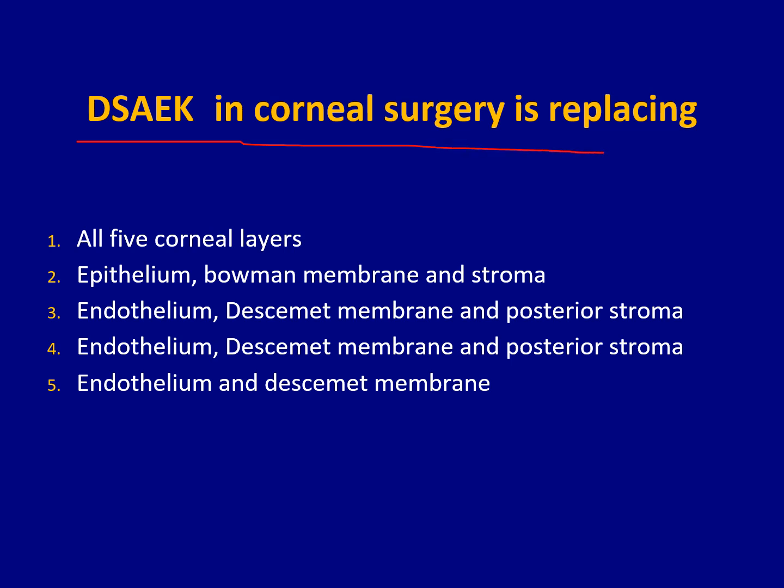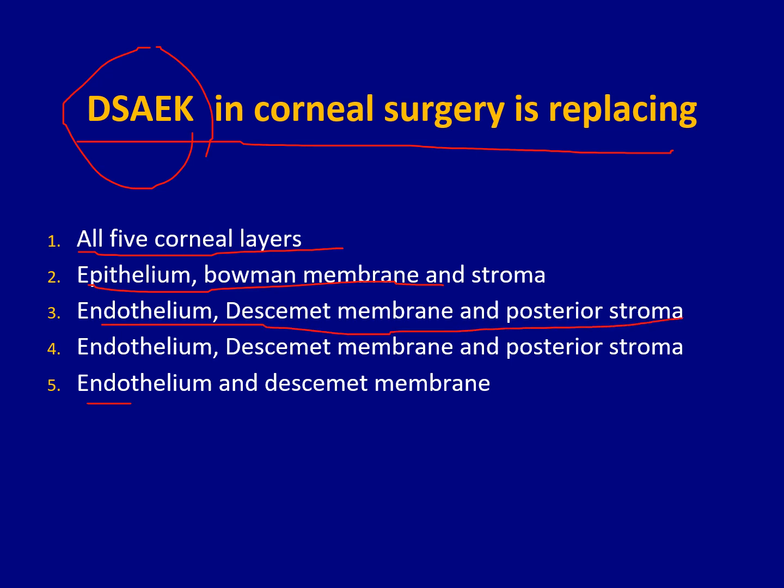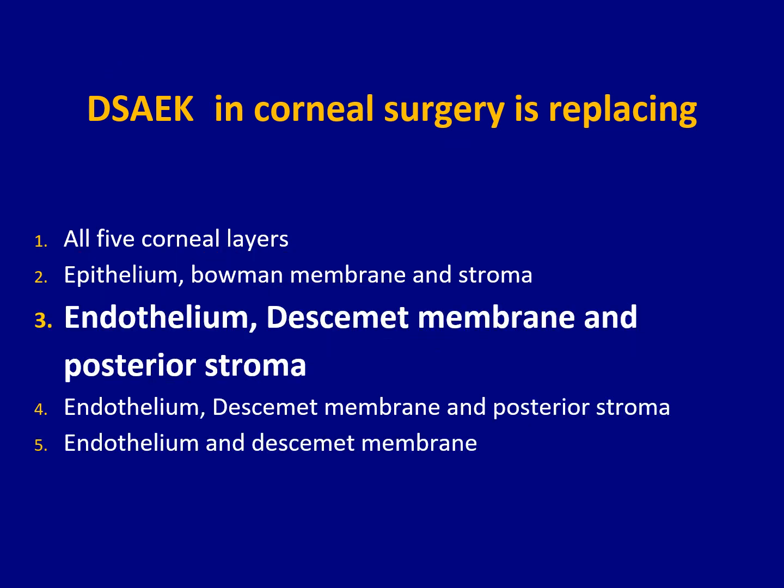DSAEK in corneal surgery is replacing. Remember from the previous slide, DSAEK is replacing the bottom 2 layers along with the part of stroma. So all the 5 layers is not the answer. Epithelium, this is DALK. This is the answer because we are replacing endothelium, Descemet membrane, and posterior stroma. Number 4 is not a type of any surgery. Endothelium and Descemet membrane is DMEK. So number 3 would be the answer. Let's see. Number 3, endothelium, Descemet membrane, and posterior stroma is called DSAEK. Next MCQ.